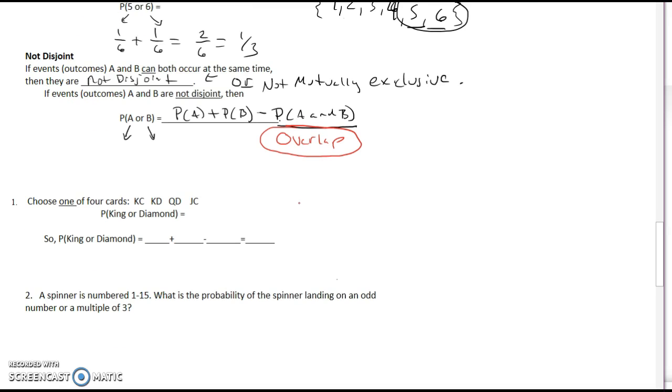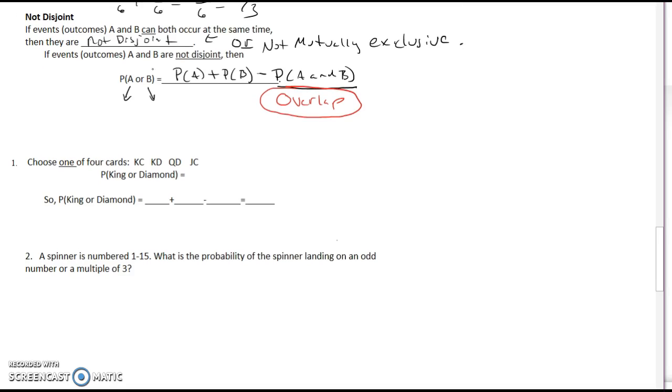So the next problem says, choose one of 4 cards: King of Clubs, King of Diamonds, Queen of Clubs, Jack of Clubs. And it says, find the probability of getting a king or a diamond. Well, the ones that have K's represent the king, right? So how many of those are there? There are 2. So again, we're just picking from 4 cards. So the probability of getting a king is 2 out of 4.